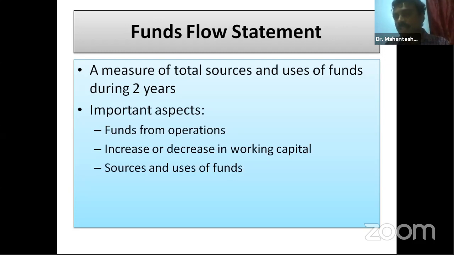By selling the old assets you can generate the funds, correct? By receiving dividend, by receiving interest, you can generate the funds. So let's assume you have generated 100 rupees of funds in one financial year. Between two financial years, between two balance sheet dates, you have generated 100 rupees through various sources.